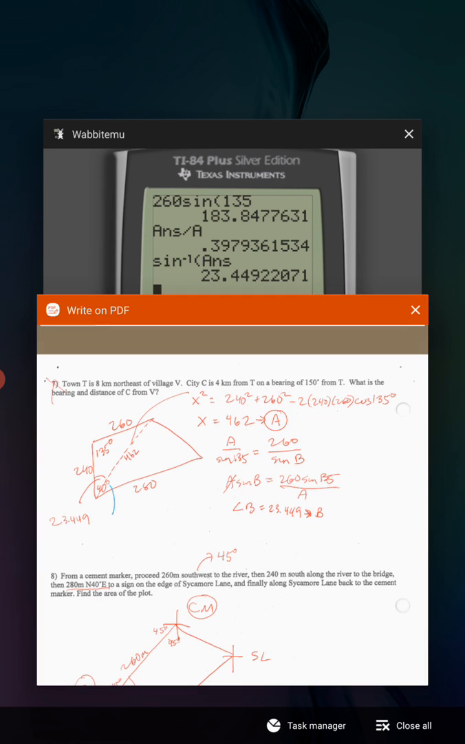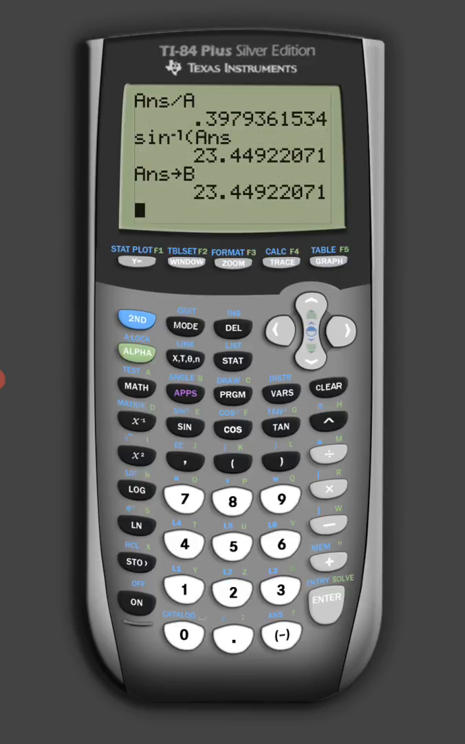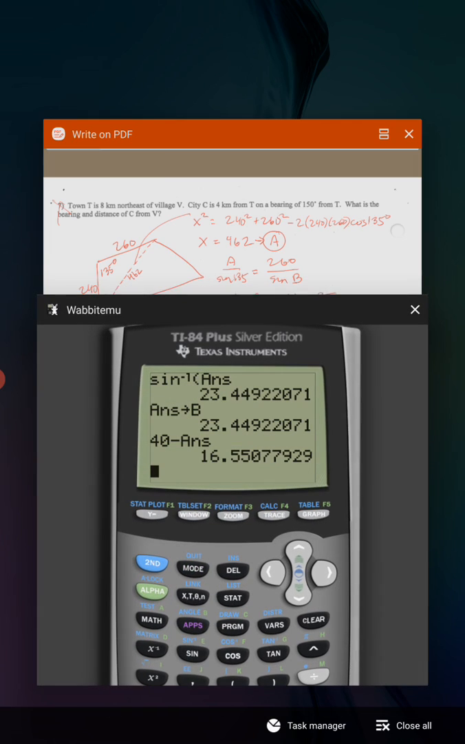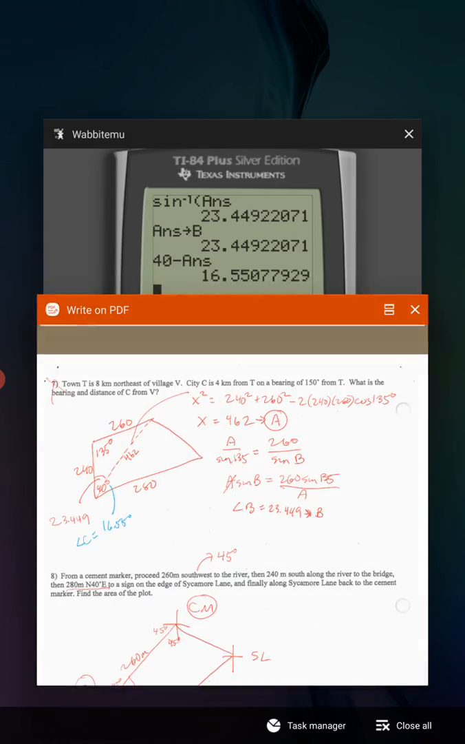Let me make sure I store that as B first. I'm going to take that answer and store it as B. I might need that later on. And then what I want to do with that value is take the 40 degrees of that entire angle minus that value, 23.449, and we'll get 16.55 degrees. So this angle right here is going to be 16.55 degrees. It makes sense. Let's keep going with A, B, and let's call this angle C, 16.55 degrees.